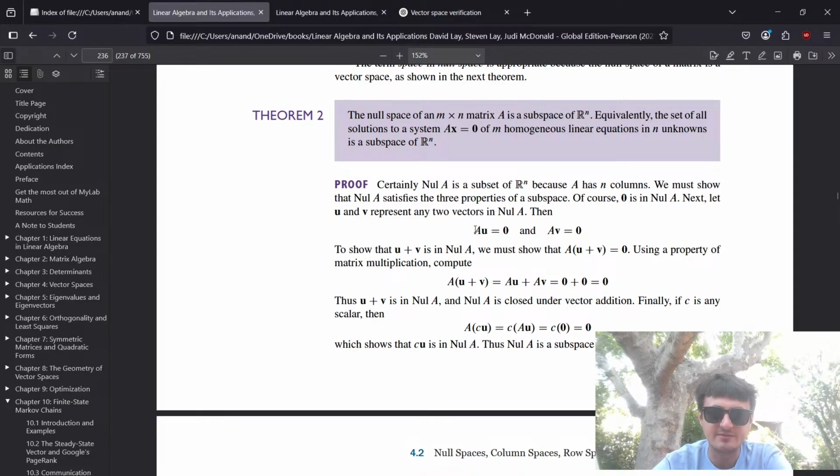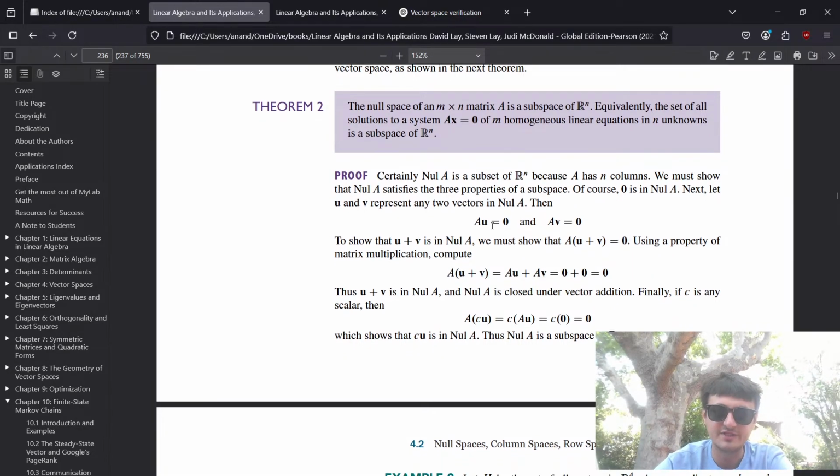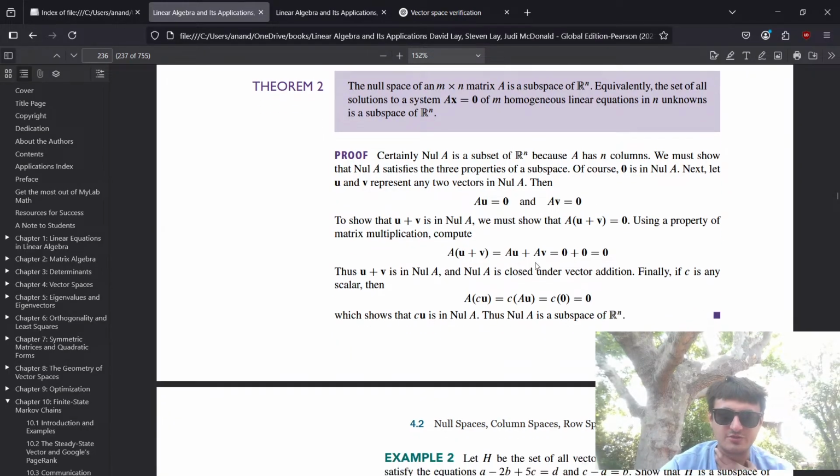Then let u and v be 2 solutions. Let's just spell out what's happening here. So u is an element of the null space and v is an element of the null space. Now we need to make sure that A times (u plus v) is in the null space, i.e. A times (u plus v) is equal to 0. And we can just distribute this out. And so we can then show that the null space is closed under addition.